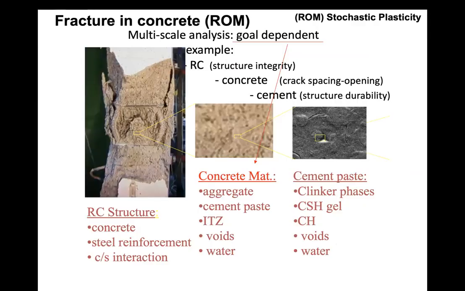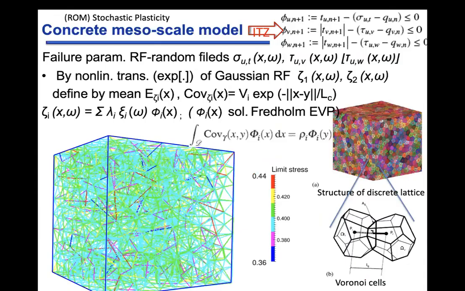The kind of multi-scale analysis is really goal dependent. In other words, you really have to say what is the level of observation that I want to refine, and what is the level of this reduced modeling that could be used to get the proper result, and kind of start from there.